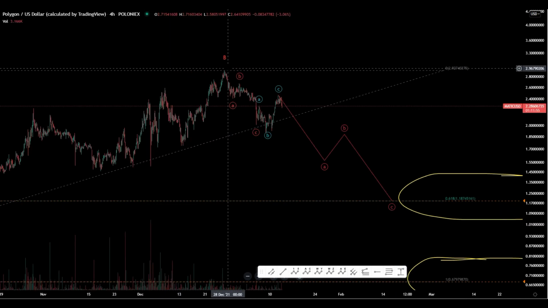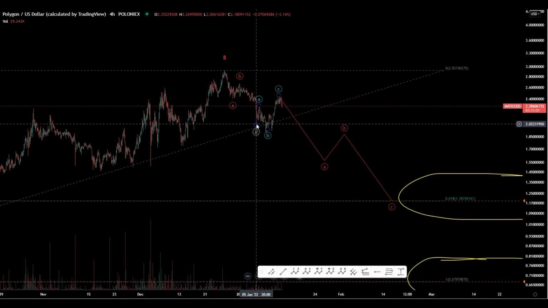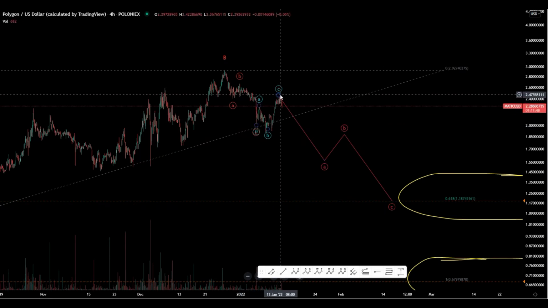And in my Discord and in my updates to the patrons that are part of my Discord, they had this top here, this C wave, already mapped out for them. They knew that that was happening.